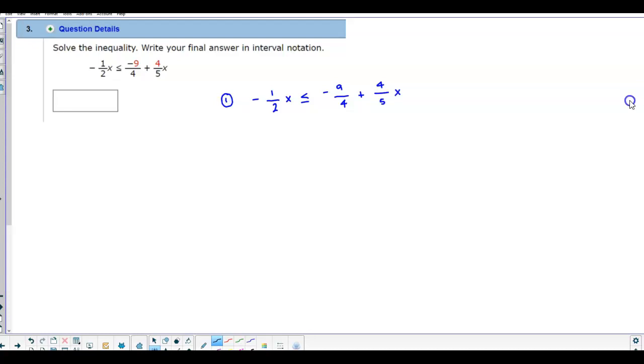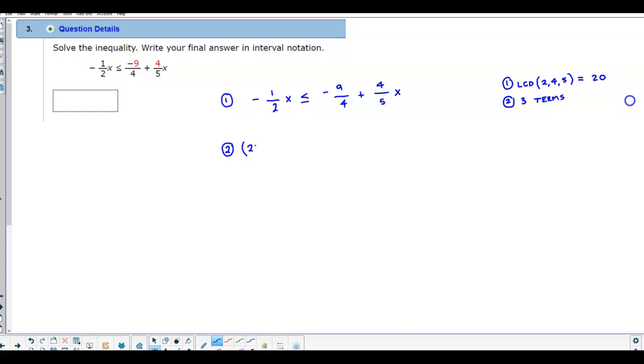Since this problem contains fractions, we want to first find the LCD of all the denominators, which are 2, 4, and 5. We know that 2 is a factor of 4, so the LCD between 4 and 5 is going to be 20. So we're first going to multiply each term of the inequality by the LCD. Now keep in mind that we have 3 terms that we need to multiply it by.